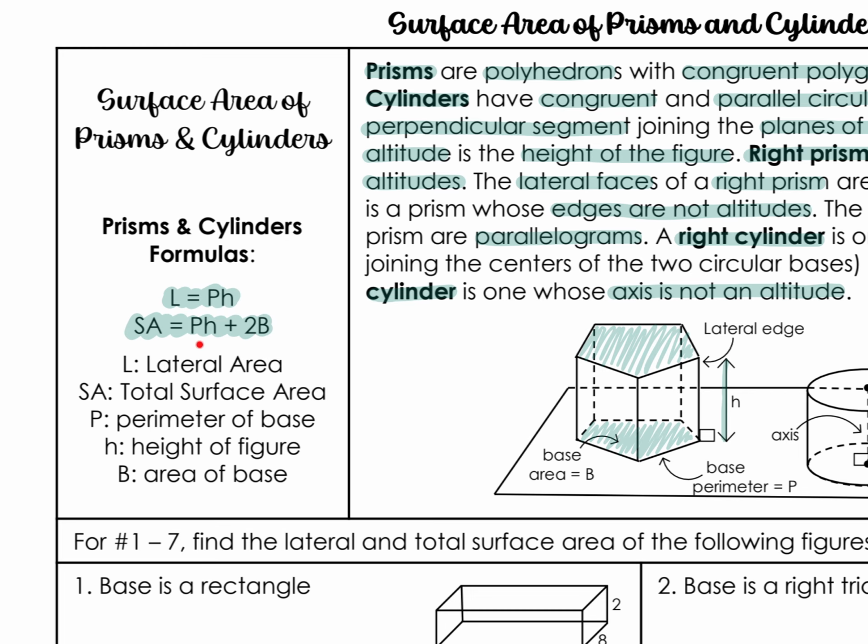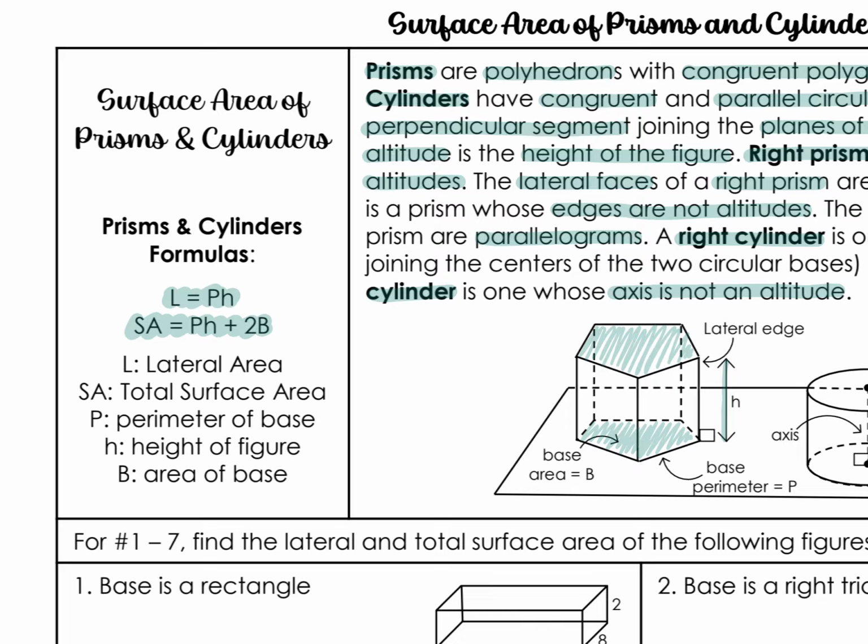Then moving into our surface area, you will notice that they start off the same. It is just your pH. You start off with your lateral area, and we just are going to add to it the area of the two bases we didn't account for. So capital B stands for area of your base, and we're multiplying by 2 because you should have 2 congruent bases.